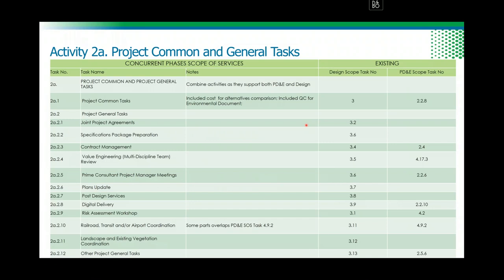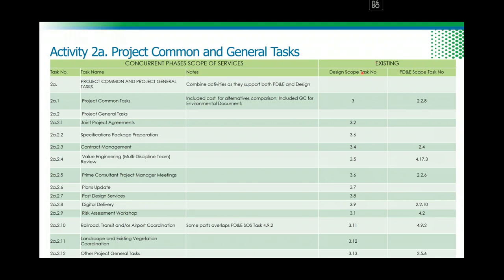So this is an example of a crosswalk table for 2A, which is now common task and general task. It shows the task in the new scope, the task name, and then the notes on how we combined. If it's a straight line combine, we did not put any notes, since it's obvious. So you'll see some notes that guide you on how we combined them. And then towards the right, there is existing, which is standalone scope. Probably may need to find some better naming here.